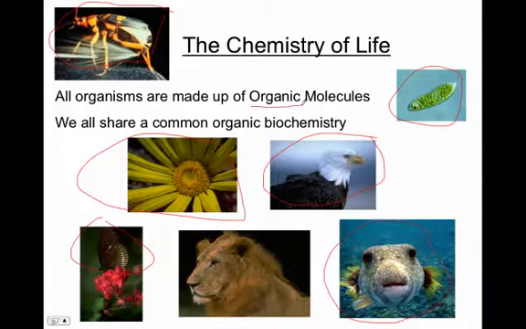So even though we are very different, all living things have their special qualities that make them different from each other. All living things share a common organic biochemistry, and that's what we focus on here in this presentation and in this unit, that common organic biochemistry that ties all living things together. And again, that's just one further evidence for the fact that all living things have evolved over time from a common ancestor.